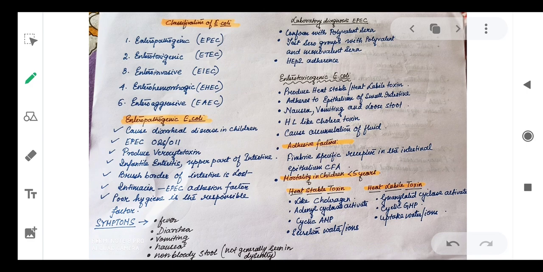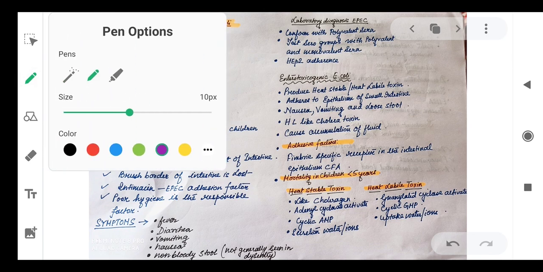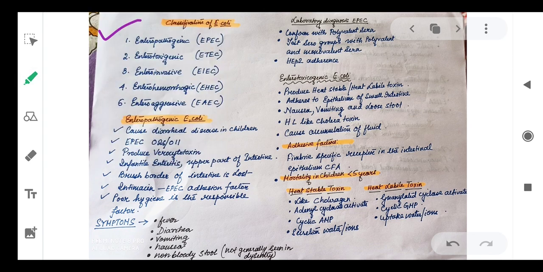Now, if we move on to the classification of your enteropathogenic Escherichia coli, so let's discuss. The first one is your enteropathogenic Escherichia coli, EPEC. Next is your enterotoxigenic Escherichia coli. Next is your enteroinvasive Escherichia coli. Then enterohemorrhagic Escherichia coli. And then enteroaggregative Escherichia coli. So enteropathogenic, enterotoxigenic, enteroinvasive, enterohemorrhagic, enteroaggregative. So we will discuss it one by one.